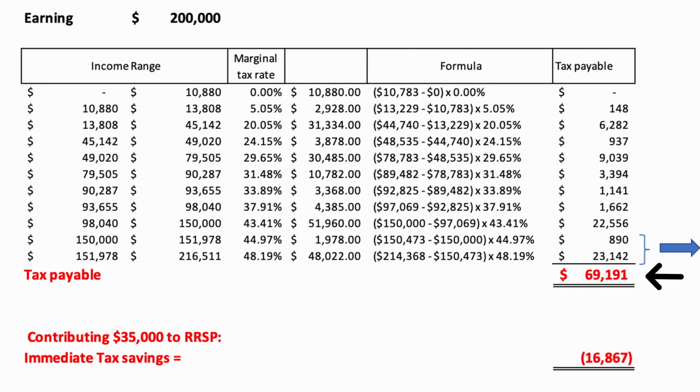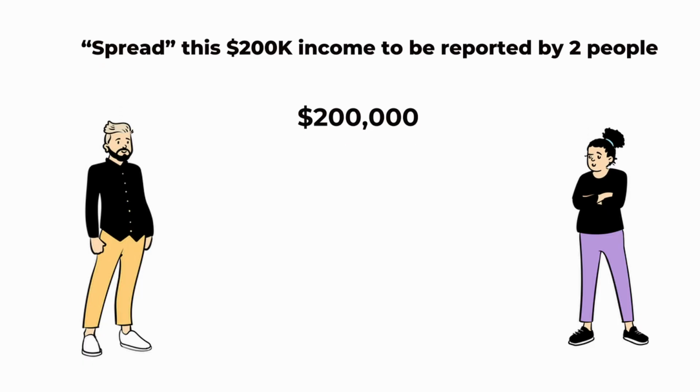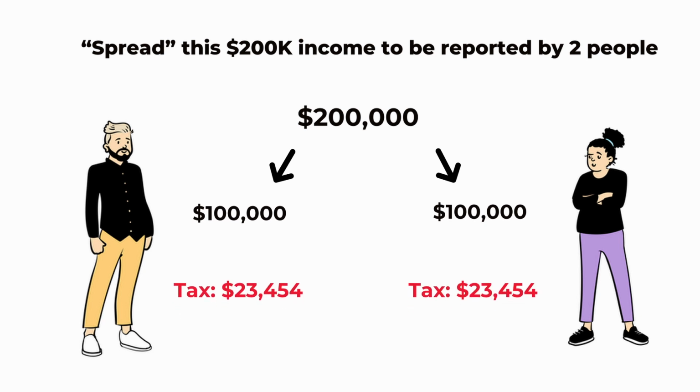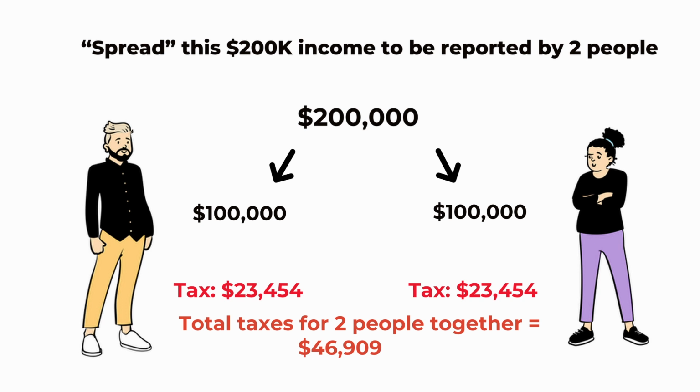But there are some key learning lessons here. Every Canadian tax resident has this exact same set of low marginal tax rates every single year. If you are able to spread this $200,000 of income to be reported by 2 taxpayers, each reporting $100,000 of income, each person is then responsible to pay about $23,454 of income tax. Total taxes for the 2 people combined together is about $47,000.